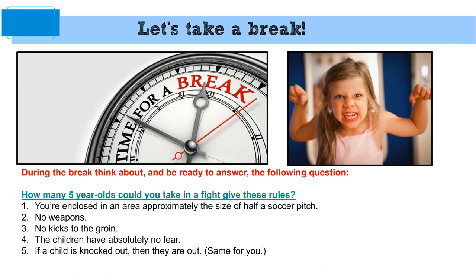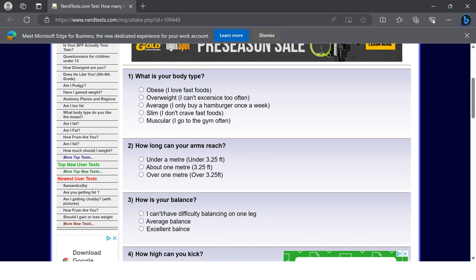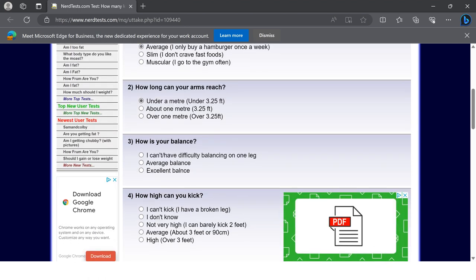Excellent. So, in order to calculate your number, I have to ask you some questions. Are you ready? Maeve, what's your body type? Are you obese, overweight, average, slim, or muscular? Average. Okay. How long is your arm reach? Under 3 1/4 feet, about a meter, 3 1/4 feet, or over 3 1/4 feet? Probably under. How's your balance? Pretty good. Okay, would you say excellent? No, I'll go average. How high can you kick? Not very high. Average.